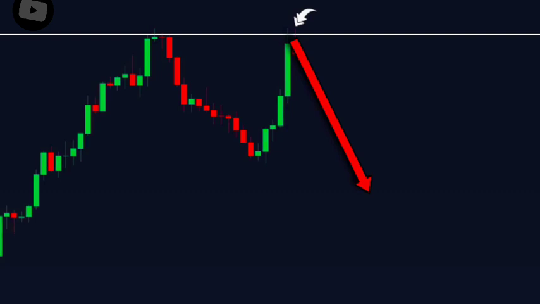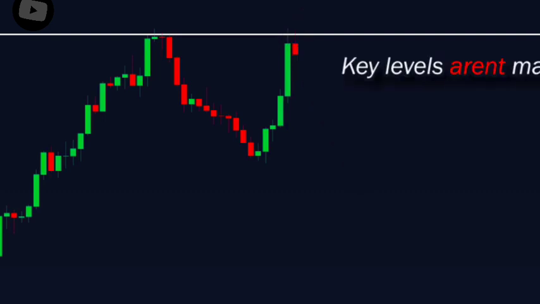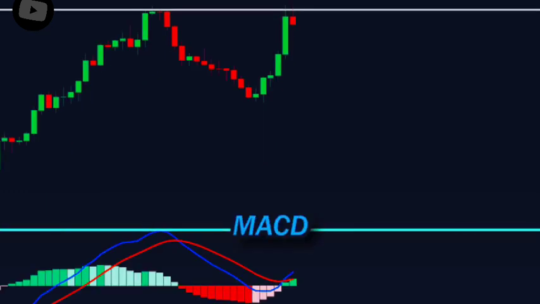However, just because the price touches a key level doesn't guarantee that a reversal will happen, because key levels aren't magic. Prices can always break right through, and that is why we need to use extra confirmation to make sure that there's actual downwards momentum as price touches this area, which is where the MACD indicator comes into play.